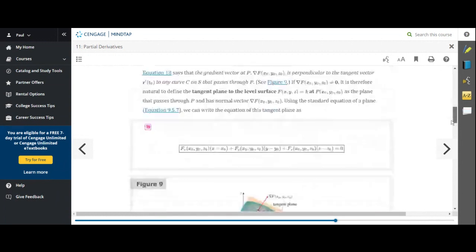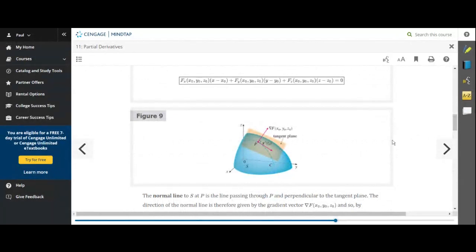Figure 9 is a picture of what's going on. You're tracing out a curve on this surface using the vector function r of t, and you want to find the equation of the tangent plane to the surface at the point P. Remember, for an equation of a plane, you need a point on the plane and a vector perpendicular to the plane. Based on figure 9, the vector perpendicular to the plane is going to be the gradient vector at the point.